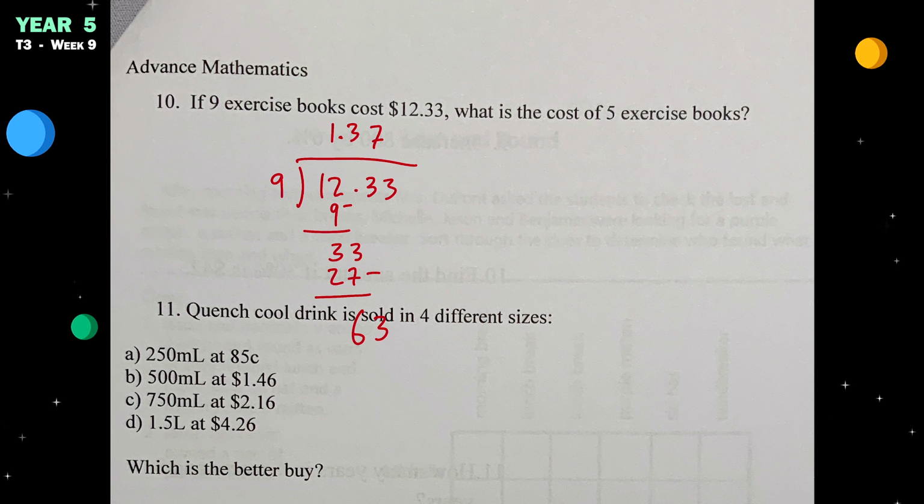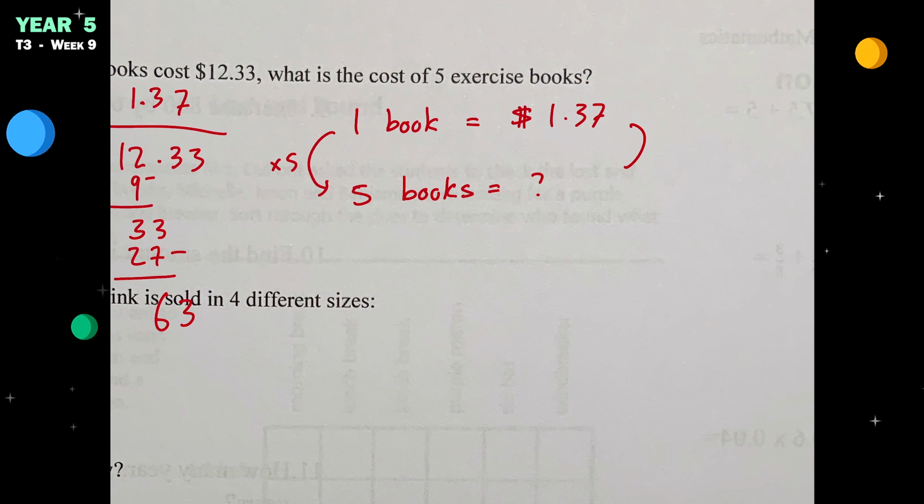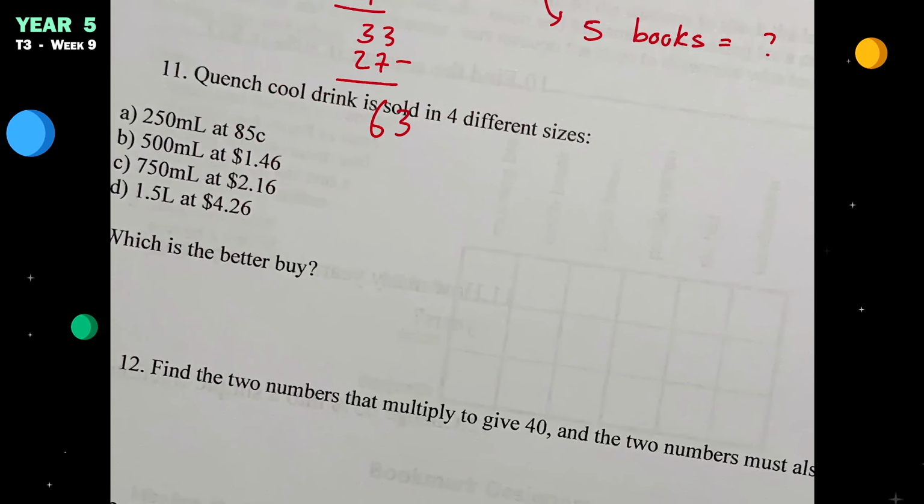So one book is equal to $1.37. They want to know what 5 books are going to cost you. Okay, so from here to here, you times it by 5. Obviously, you times this by 5 and get the answer. You can do it yourself.